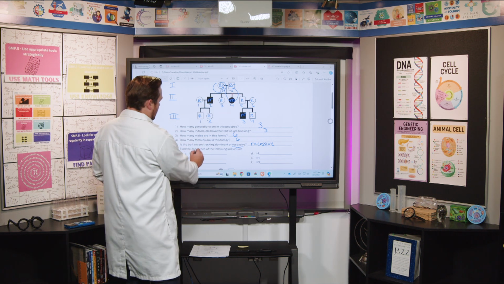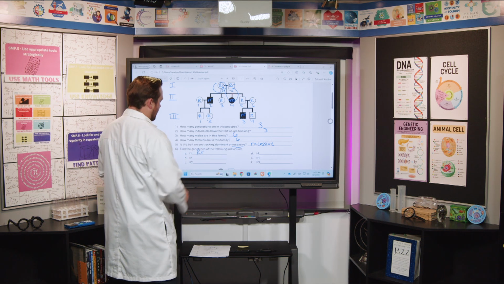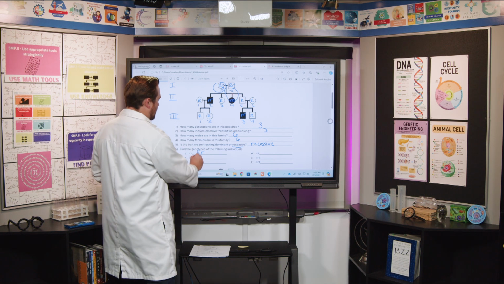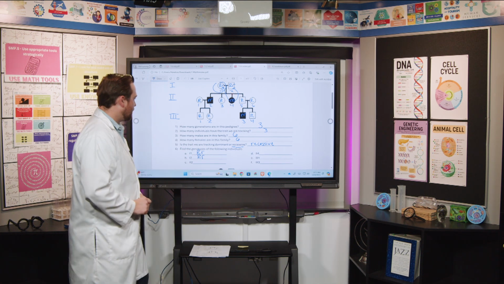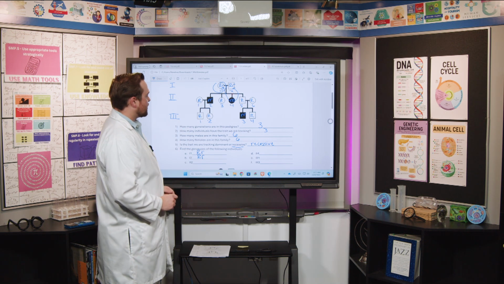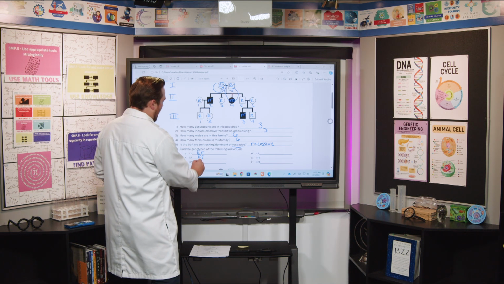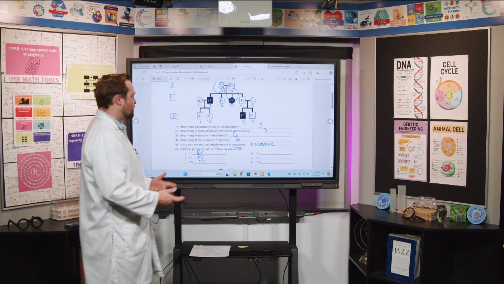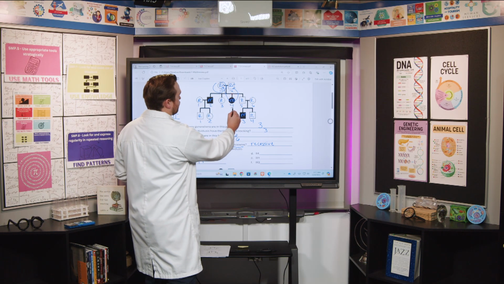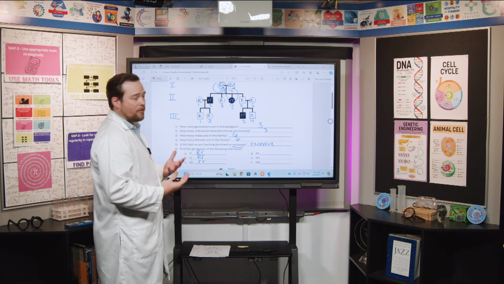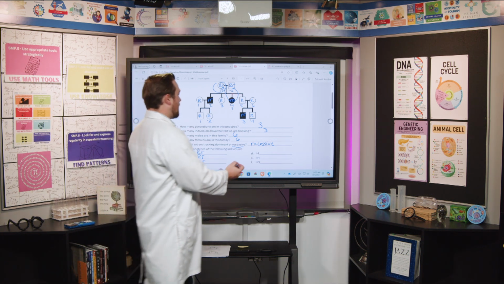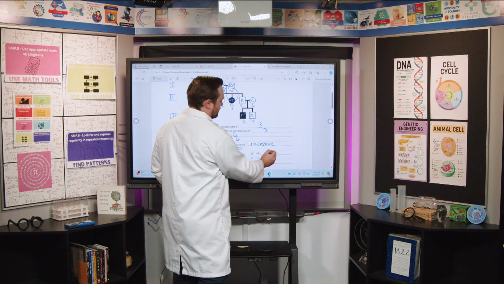So 1-1 is heterozygous. The next one, B, is 1-2. Same thing. We know that the dad here has to be heterozygous as well. All right, the next one is 2-2. So this individual right here, it's the shaded square. We know that that individual has to be homozygous recessive because they're showing the trait. So this individual right here, same thing. We know that this individual is shaded. They are showing a recessive trait, and that means they have to be homozygous recessive.